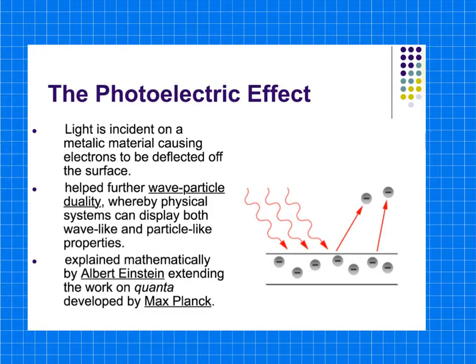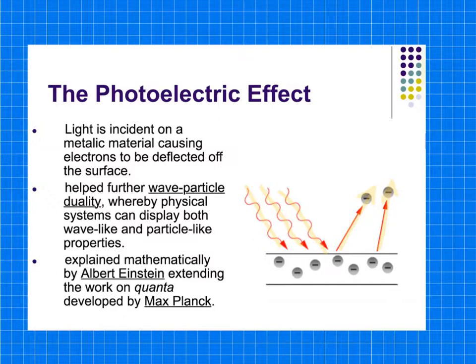Here's a little bit more about the photoelectric effect. So we have light shining upon the material, and I'll just highlight that for you. So we have light shining on the material, and then as a result, the electrons within that material are being ejected off the material.